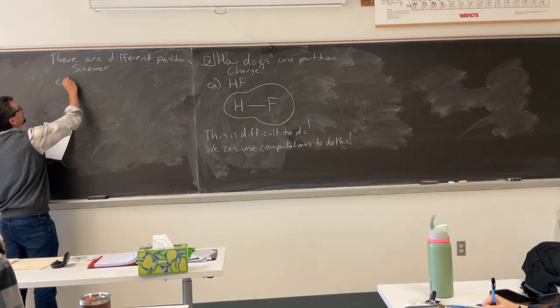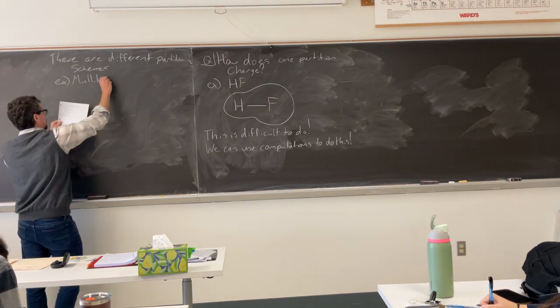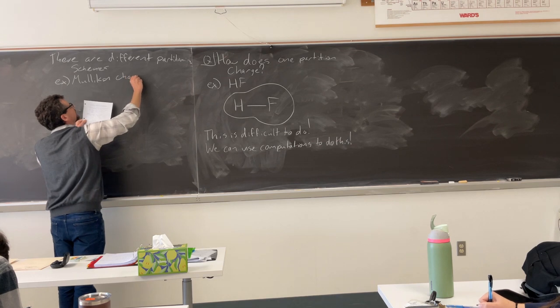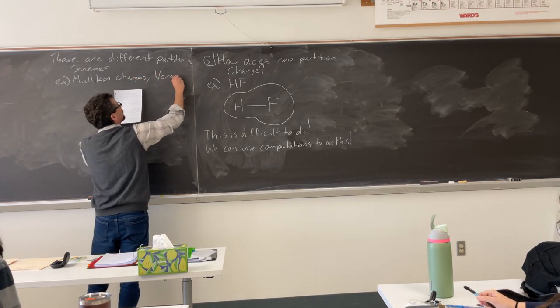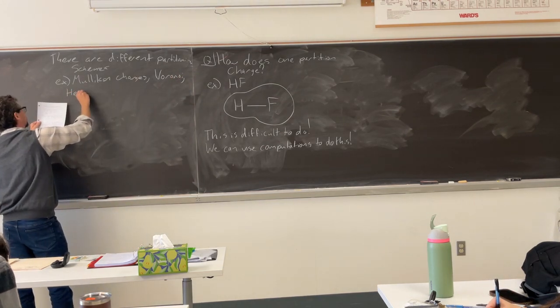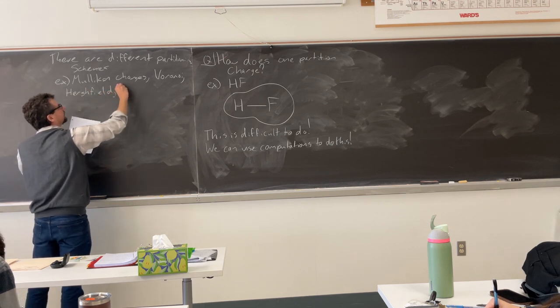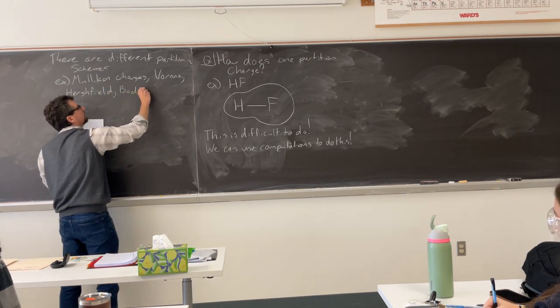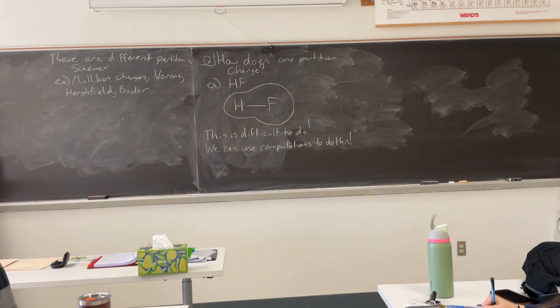So, as examples, here's a list of them. Mulliken charges, Voronoi, Hirschfeld, Bader. The list goes on. There's many different types.